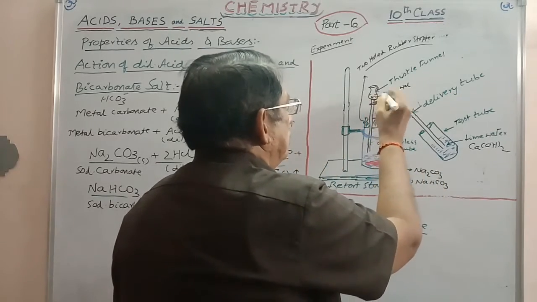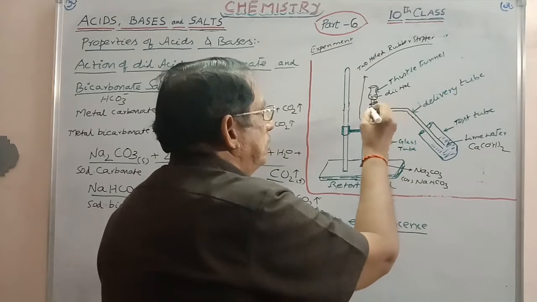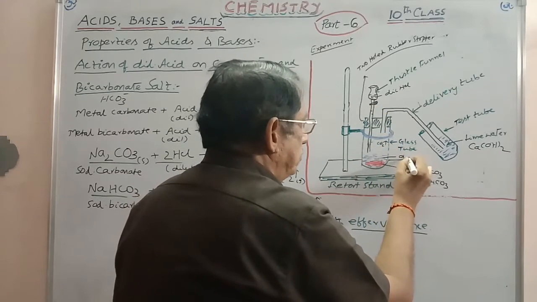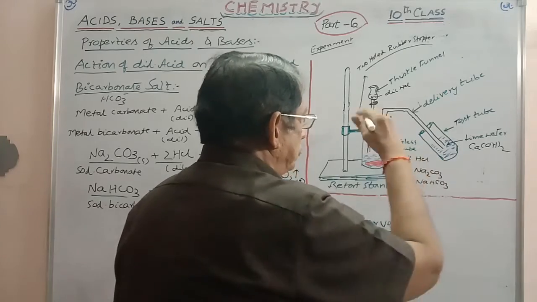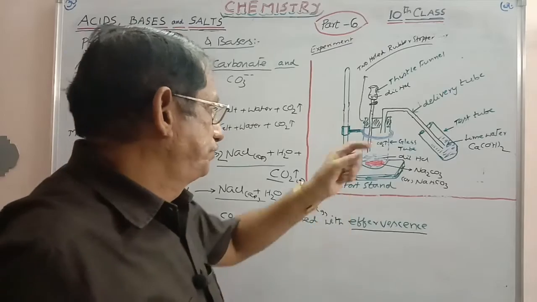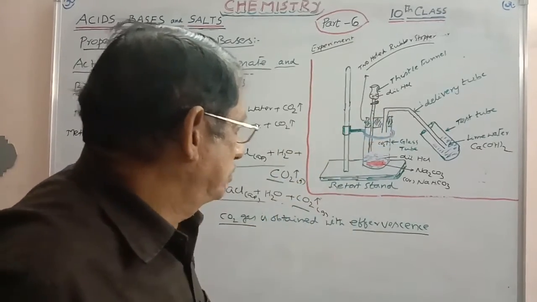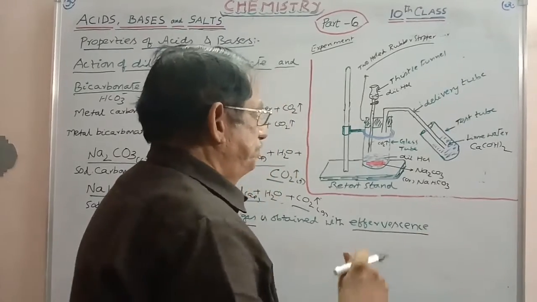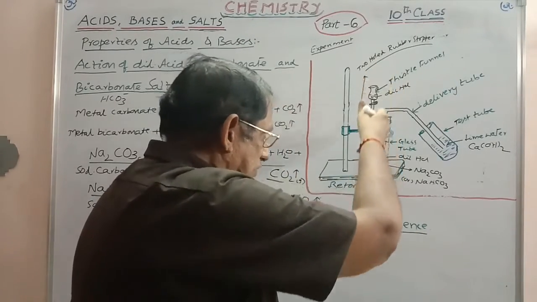You are passing dilute HCl; the stopper is released, and dilute HCl comes here and is allowed to drop onto it. The stopper is once again closed there. Stopper is closed, so dilute HCl will not be falling down.